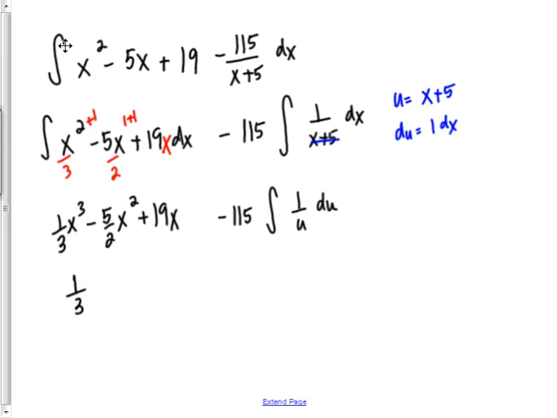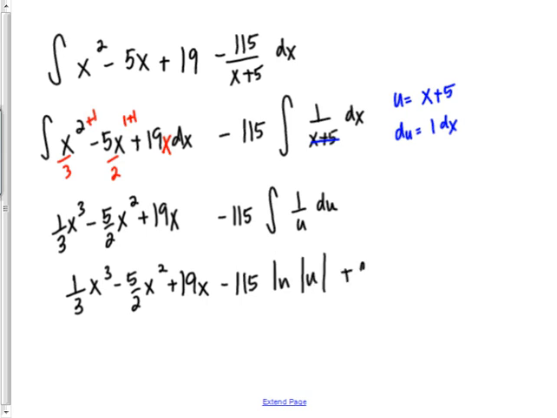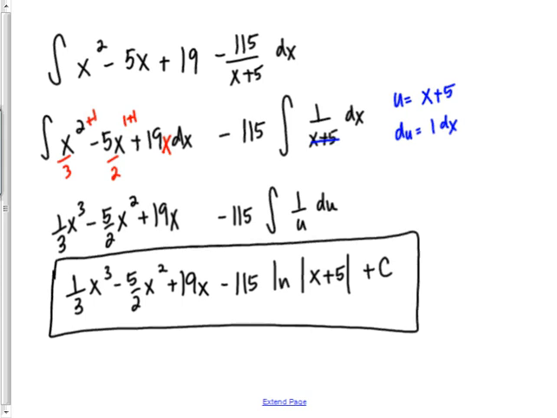So I get 1/3 x cubed minus 5/2 x squared plus 19x minus 115 natural log of the absolute value of u, plus c. Our last step is don't leave it in u's, change it back to x's, which is x plus 5, plus c. Make sure you remember your long divisions from algebra. All right, one more and then we'll do some trig.